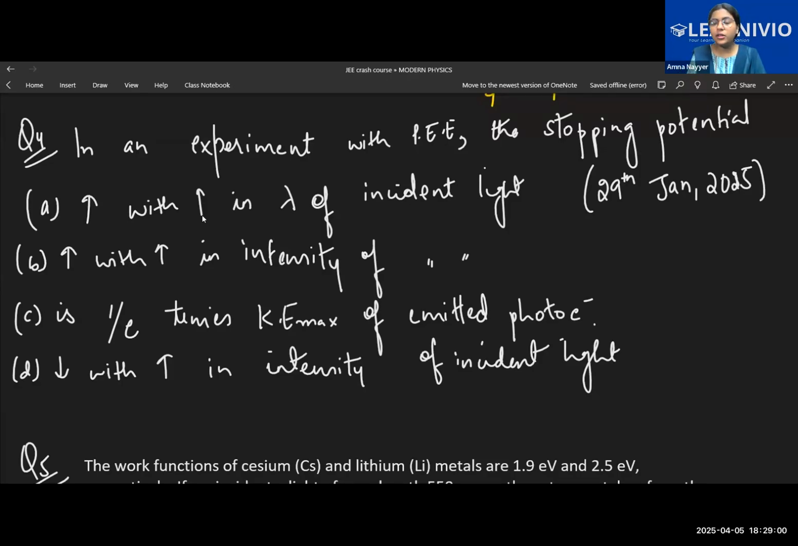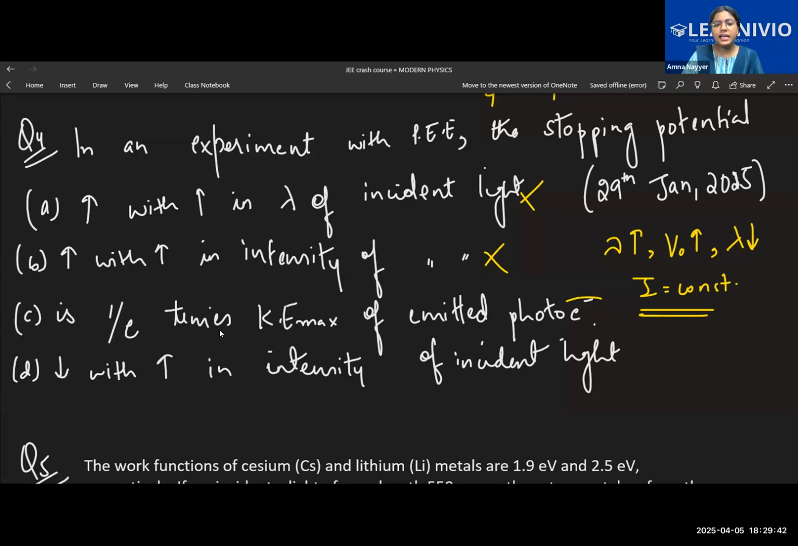First statement: increases with increase in wavelength of incident light. No, remember, this is wrong. When your frequency increases, your stopping potential increases, but your wavelength decreases. So increase is not possible. Second, increases with increasing intensity, no. Remember, we kept the intensity constant for the experiment, because your stopping potential does not depend on intensity. Frequency changes, but intensity remains constant. So increases with increase in intensity is incorrect.